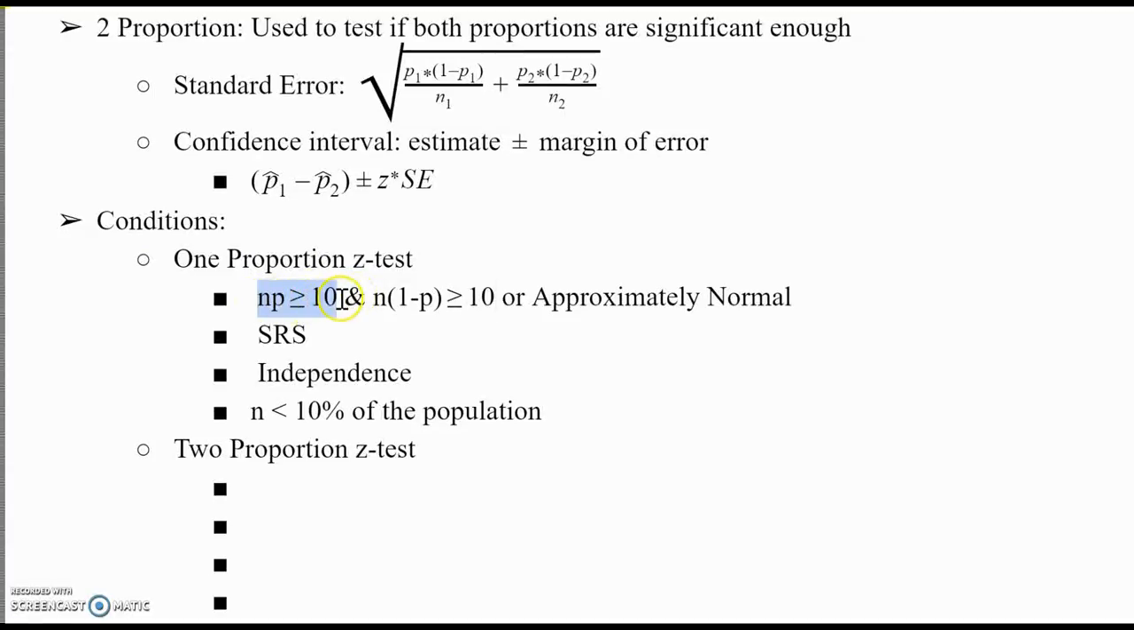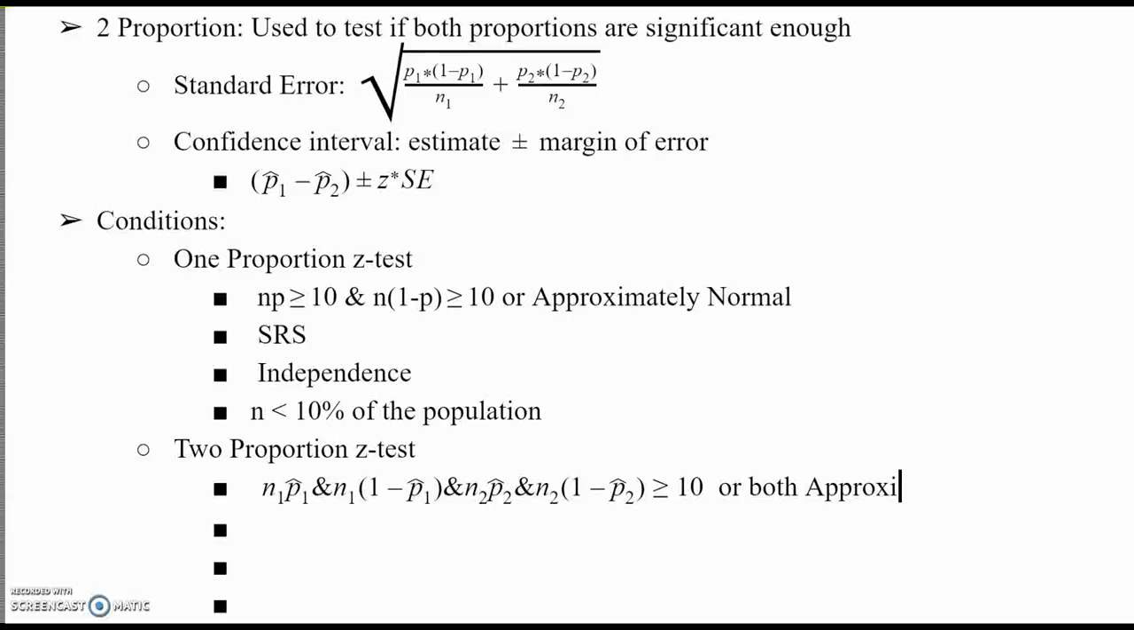It's that NP has to be greater than or equal to 10, and so does NQ, or N times 1 minus P. Now for two proportion, it's a bit more difficult. Both of the distributions have to be approximately normal.